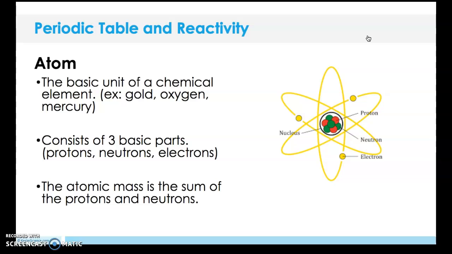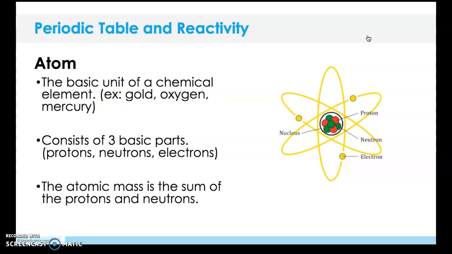Just a reminder and a refresher, the atom is the basic unit of chemical elements, so we can have an atom of gold, an atom of oxygen, an atom of mercury. We know that when two atoms bond together, we get a molecule, but when we're talking about just one single thing, it's an atom. We said that we can divide the atom into 3 basic parts, but we need all 3 parts for my atom to work: a proton, a neutron, and an electron.